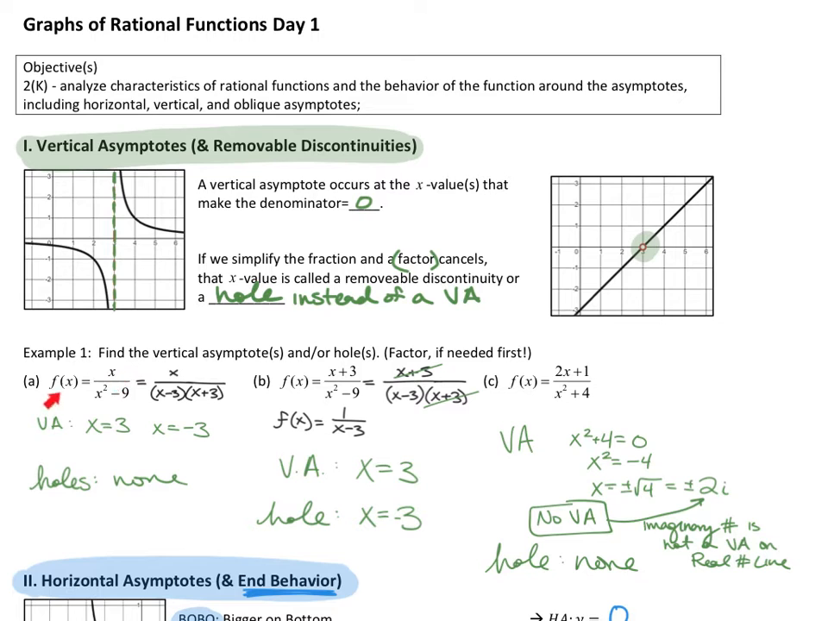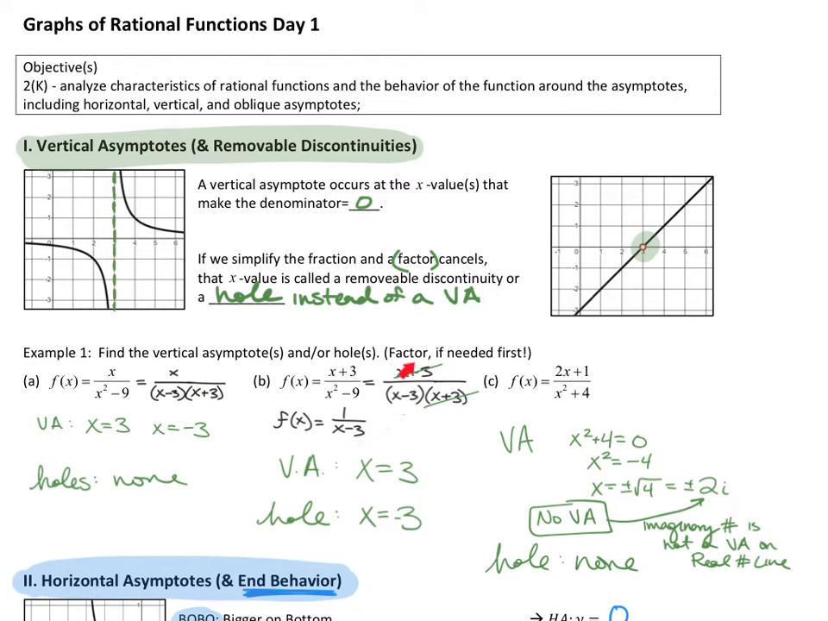So we take the first rational function here. This is the difference of 2 squares, so we're going to factor. And nothing cancels out, so we can automatically say that we have no holes in this graph. But we have 2 vertical asymptotes, because if I plugged 3 in here, 3 minus 3 would be 0, and that would make the denominator 0. And negative 3, because if I plug negative 3 in here, it would give me 0.